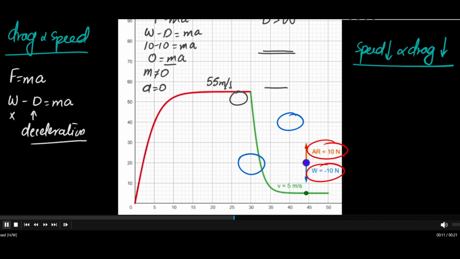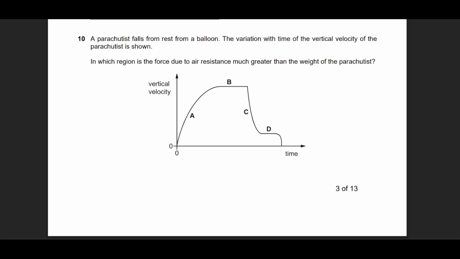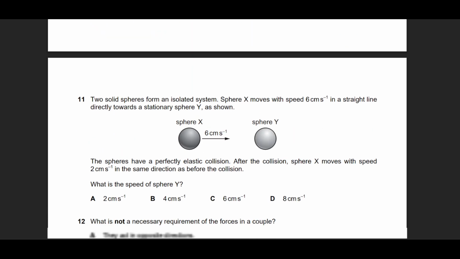Now, since they are equal, acceleration will be 0 and there will be a constant velocity again, right? But we do realize that there is a time when the drag is much greater than weight so that deceleration can be produced. So we come back to the question. He says, in which region is air resistance much greater than the weight? Very clearly, it's C. I hope that the visualization is clear now.